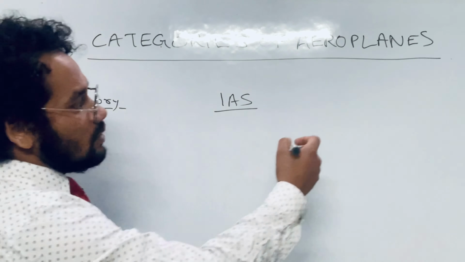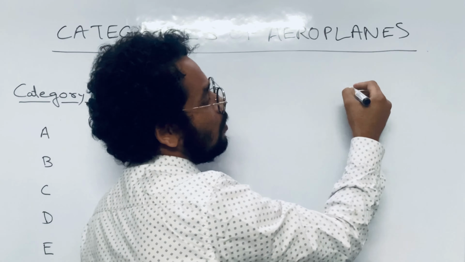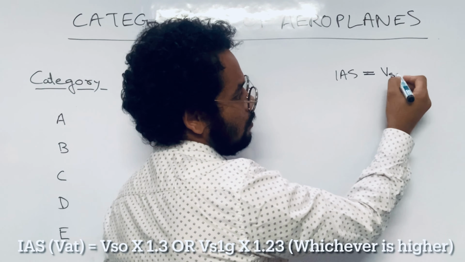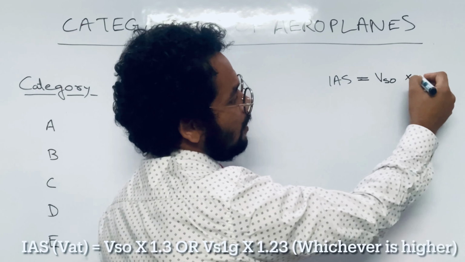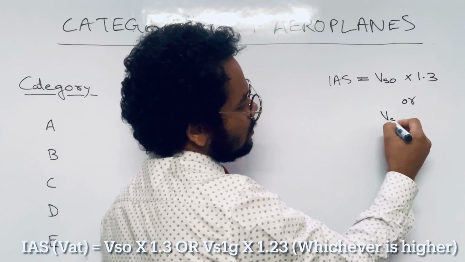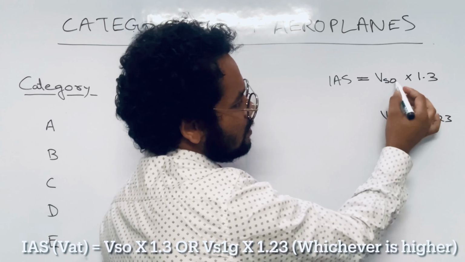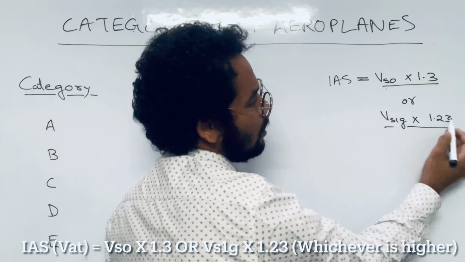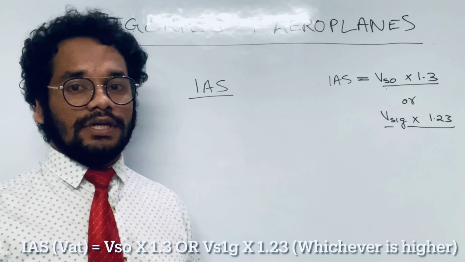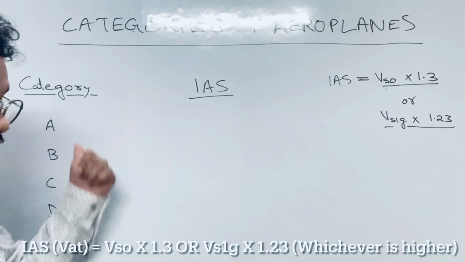So IAS, that is the indicated airspeed at threshold in landing configuration, is equal to stall speed multiplied by 1.3, or VS1G multiplied by 1.23. Amongst these two values, whichever is higher, that value of the indicated airspeed is considered to categorize the airplane in these categories.